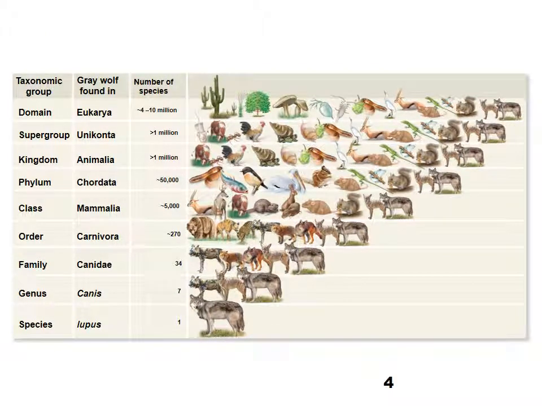So if we look at this, let's say we look at the wolf, which is Canis lupus. So species Canis lupus, and then it's in the genus Canis, and then family Canidae, and then order Carnivora, then class Mammalia, then phylum Chordata, then kingdom Animalia, and then Unikonta is the supergroup, and then it's in the domain Eukarya. I don't expect you to memorize all of this, but if we look back down to the species level, only the wolf is in that species. Then there are other members in the genus, and even more in the family, and even more in the order, and so on and so forth.